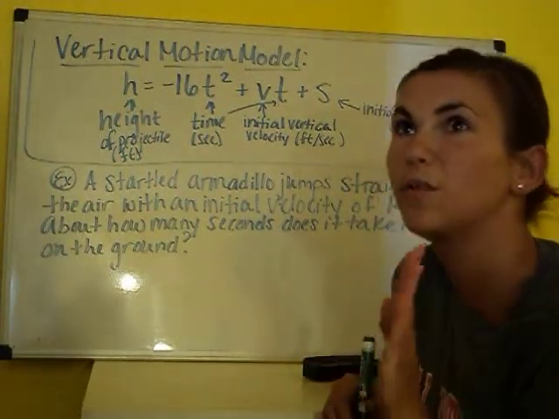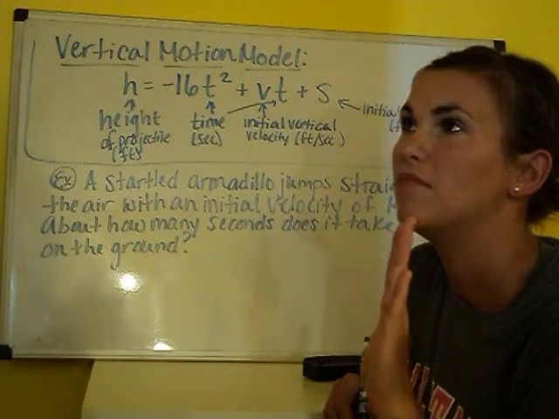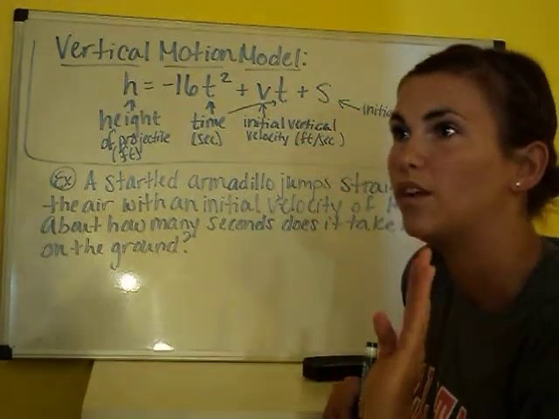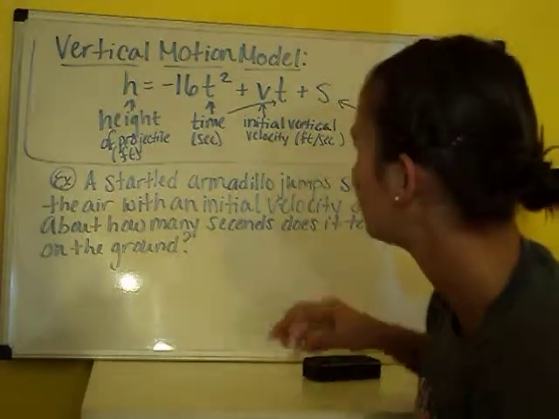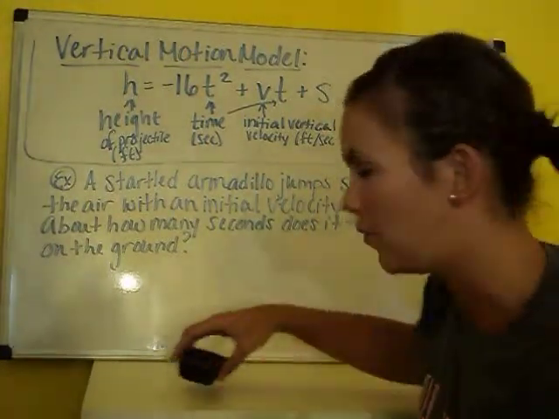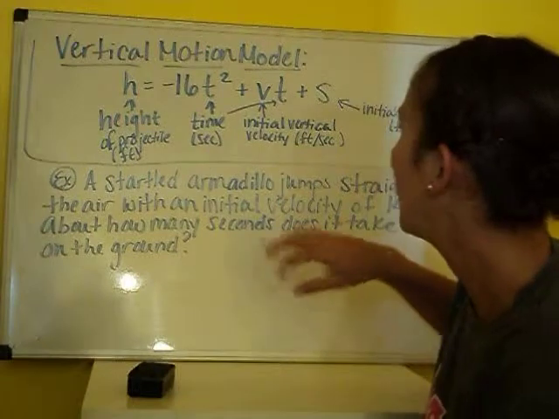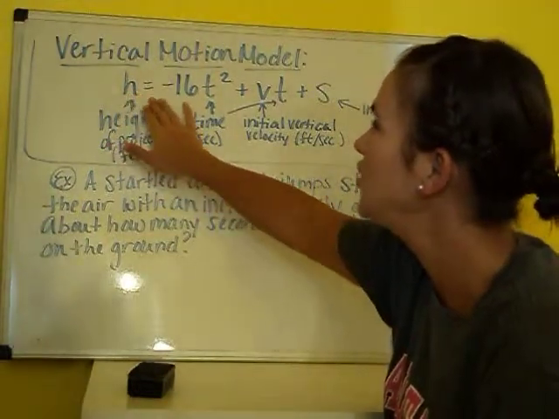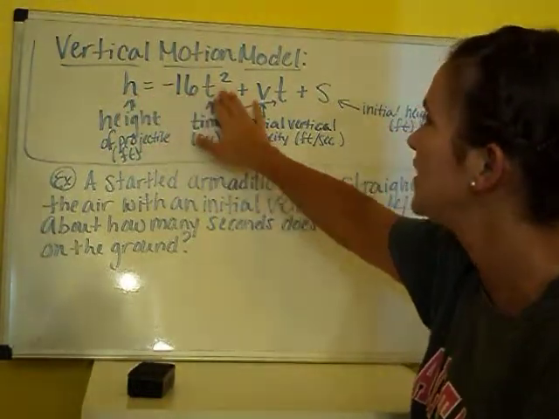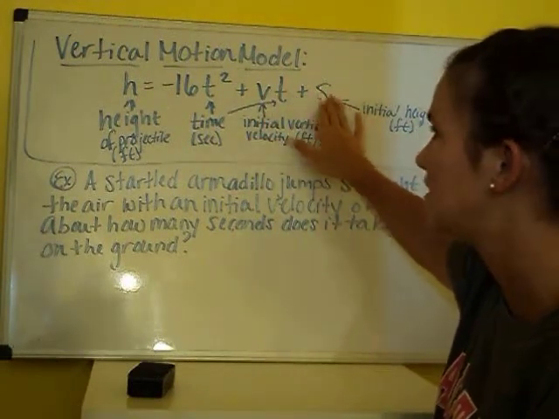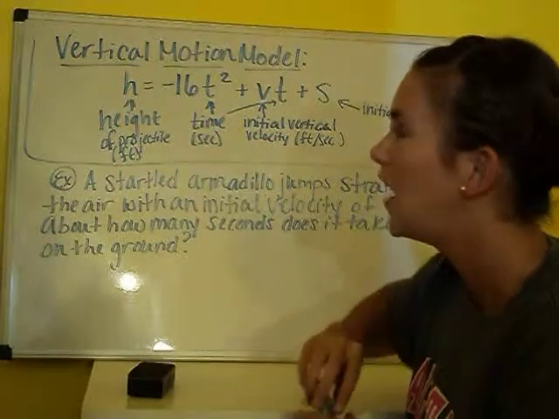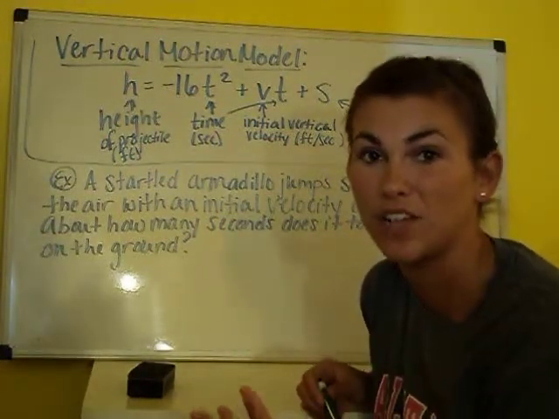Okay, so if you're projecting something, like something jumps, or you're shooting something in the air, a rocket, something like that, let your brain run wild on what you're projecting. But here it has h equals negative 16t squared plus v times t plus s. Okay, here this is the height of the projectile. This is the height when you're done projecting it.